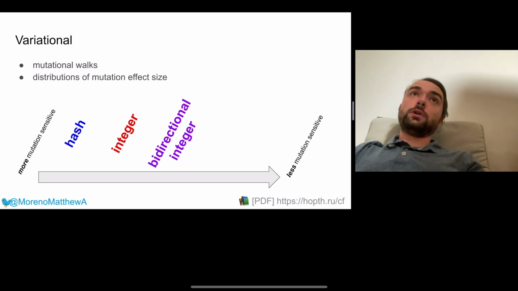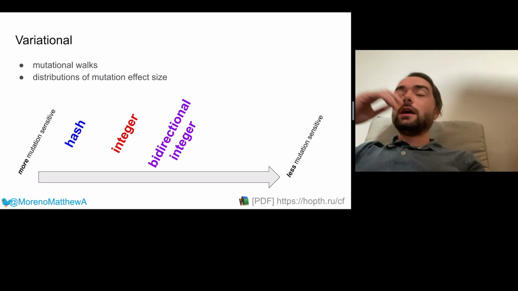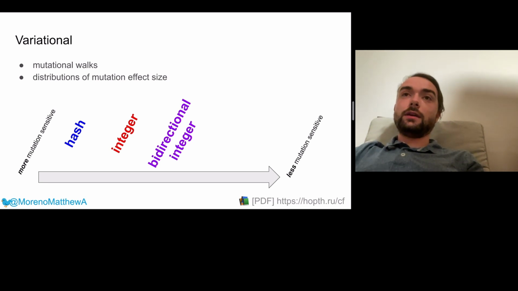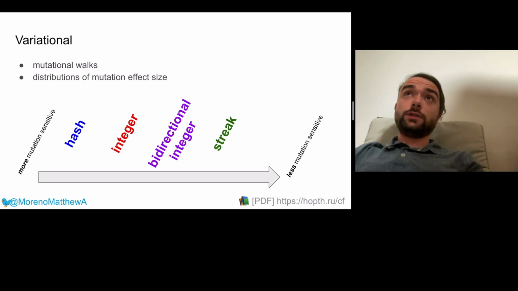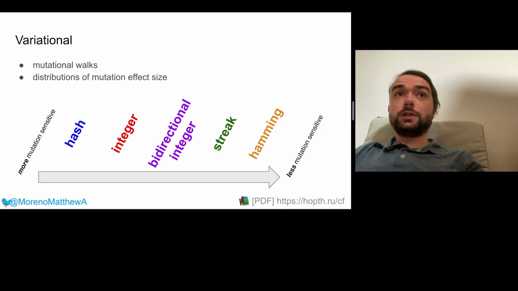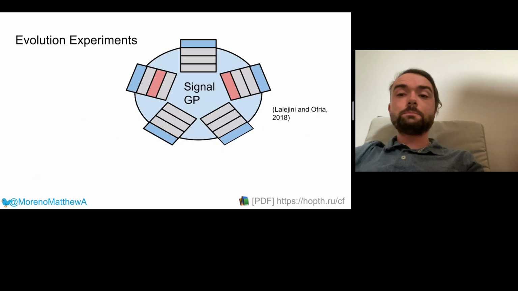Integer metrics were slightly less mutationally sensitive, but they still have those high significance bits at the front, where if you flip them, it has a really big effect. Streak metric is more robust, less mutationally sensitive, but you can have individual bitwise mutations that disrupt streaks. And finally, the Hamming metric was the least mutationally sensitive because each mutation can only increase or decrease the number of matching bits by 1.